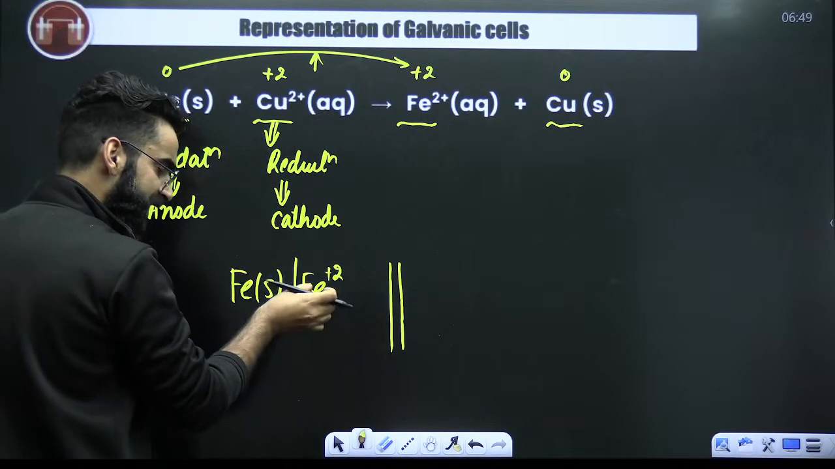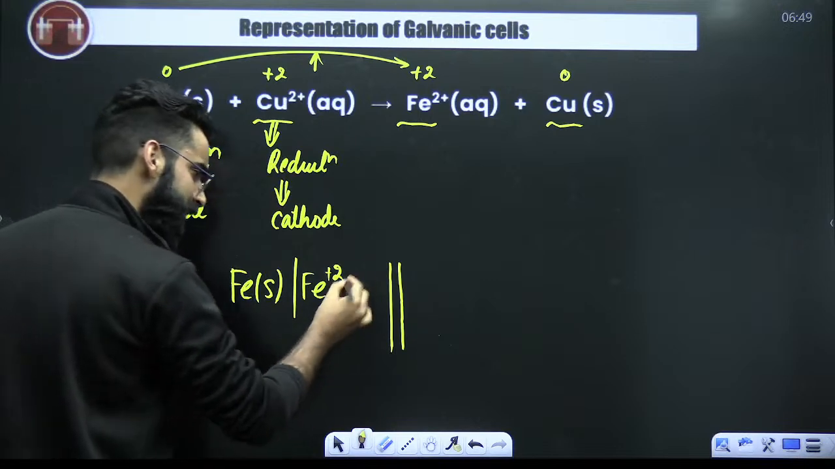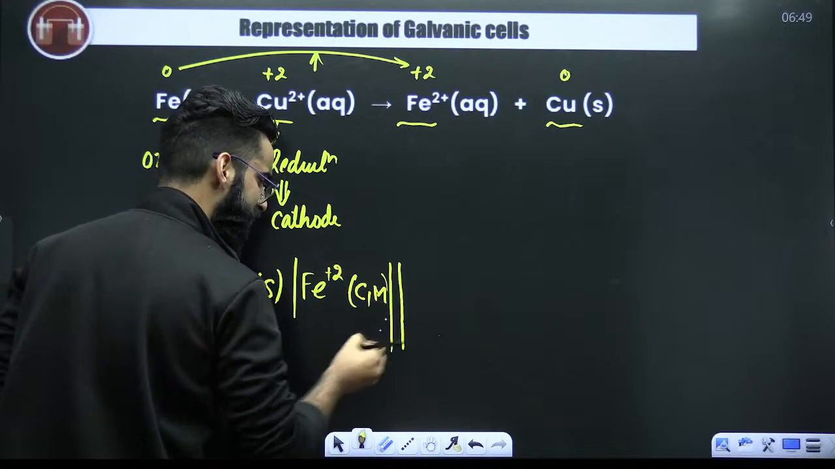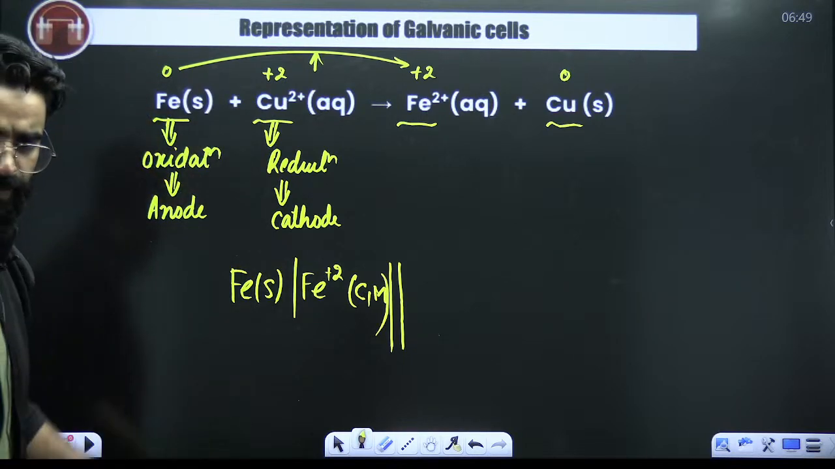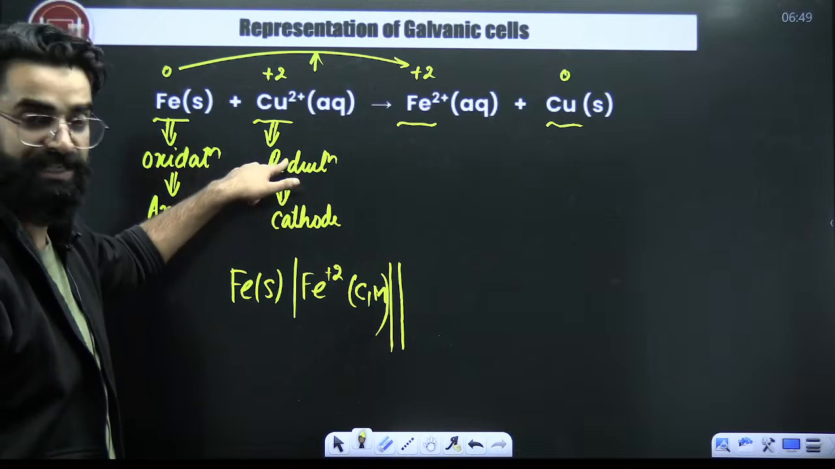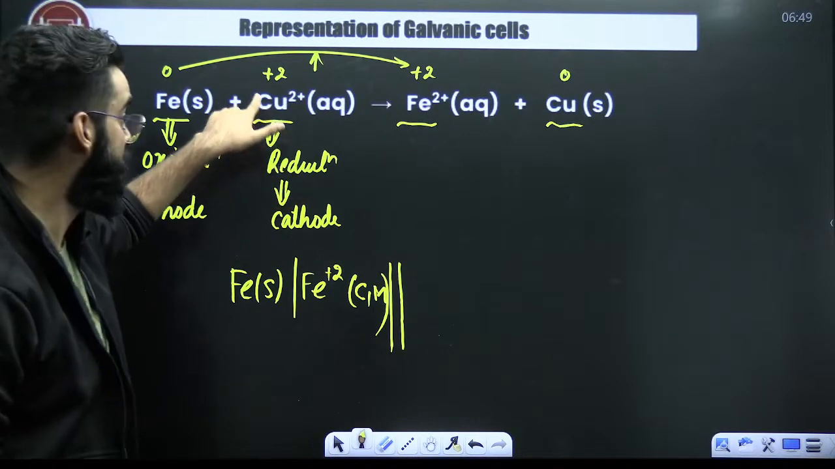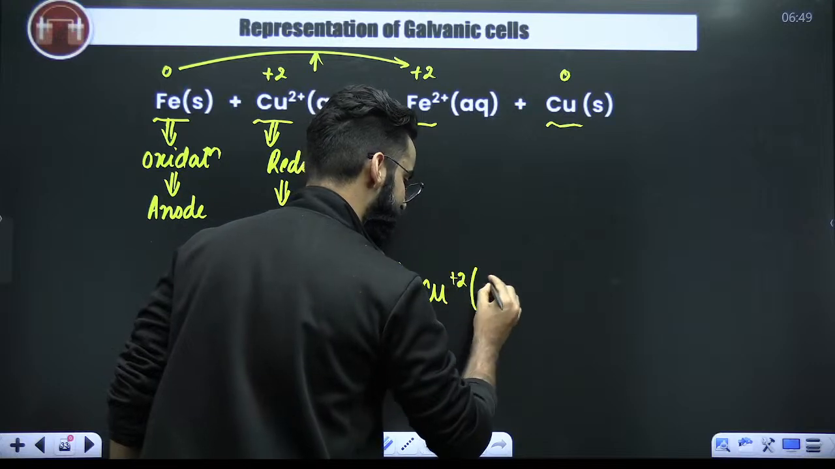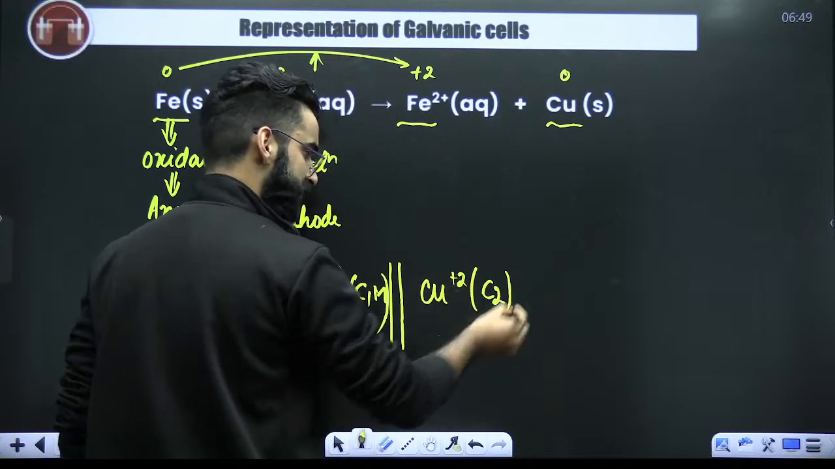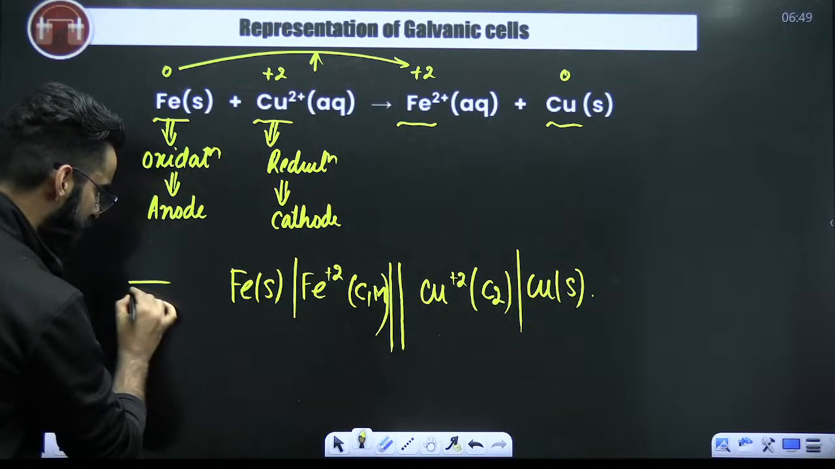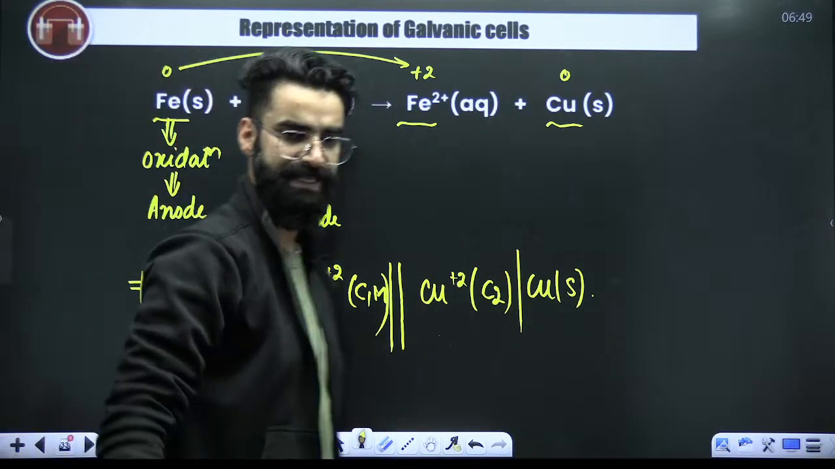And this Fe dipositive will go into the left container, in which the concentration of Fe dipositive, imagine that, assume that, is C1 molar. On the right side, you will have to write cathode. At cathode, reduction takes place. Reduction of what? Cu dipositive. Cu dipositive, which was there in the right container, whose concentration, imagine, was C2 molar, got converted into Cu solid. Right? So this is how you represented this particular cell.